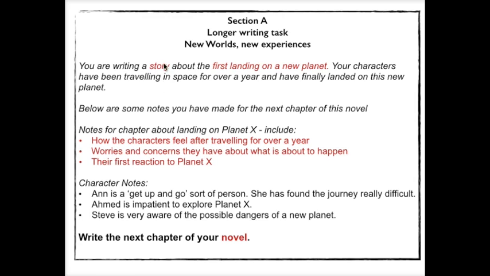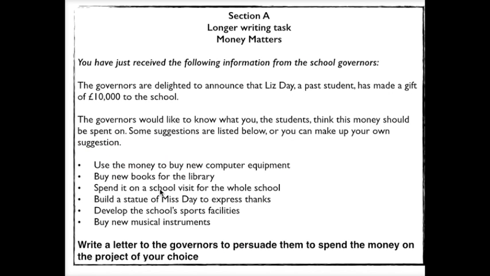Again, in red, some key points. We now know it's a story, so the purpose is to entertain. It's a creative writing piece. Your audience would be the general public. The content is, it's a sci-fi novel. It's about the first landing on a new planet. We then have bullet points here which will help you to structure the work, and this will also help you to inform the characterization. And then at the bottom, very clear instruction of write the next chapter of your novel.